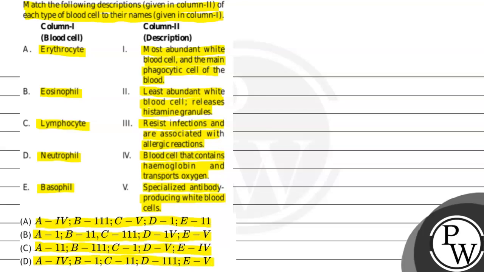तो इस क्वेश्चन में हमें मैच करना है द ब्लड सेल विद देयर डिस्क्रिप्शन. So the key concept for this question is blood cells. So हम एक एक करके समझते हैं different types of blood cell in our body.